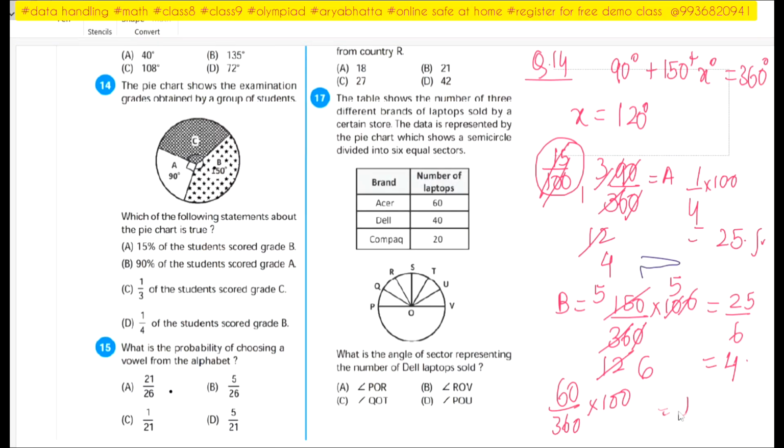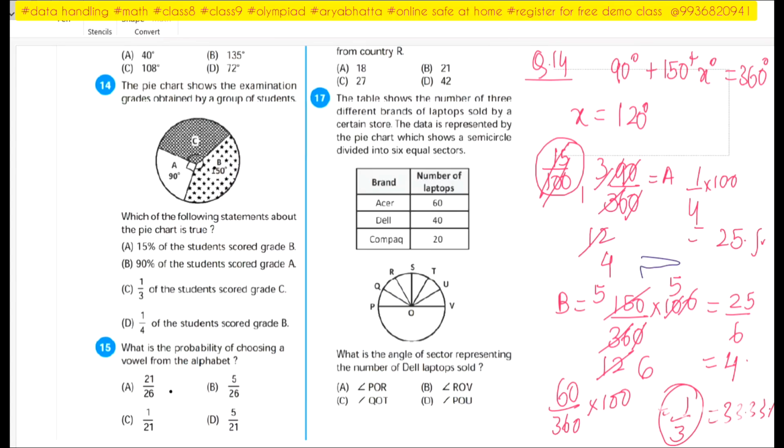Value of C is only 1/3, or I can say 33.33%. So which one is the wrong one? B is 1/4 of the students? No, it is not true. B is not 1/4 of the students, right?